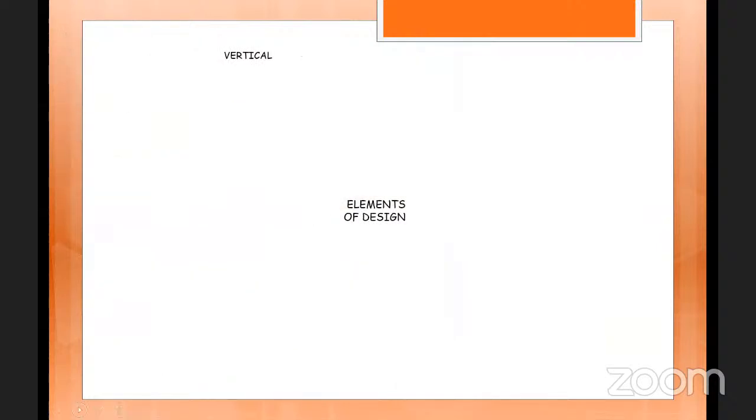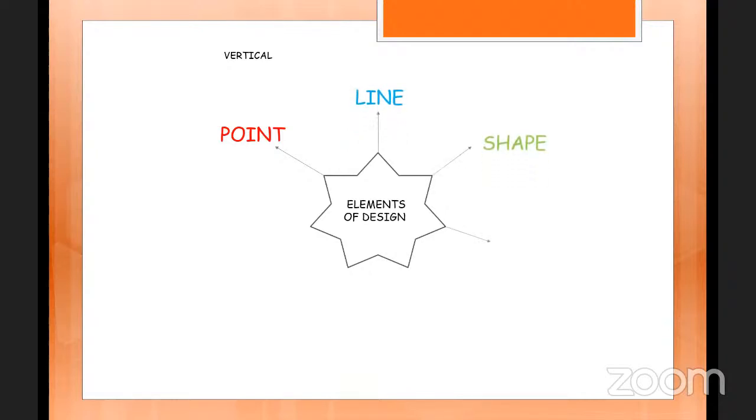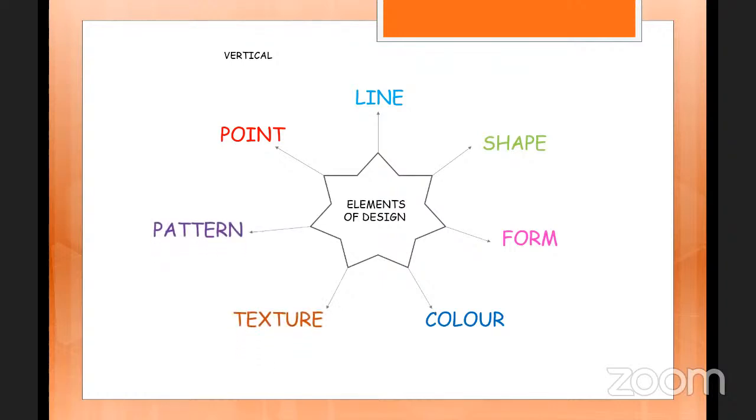So first we have points. Okay, before that, I made a mind map for you so that you can remember it easily. It's a 7-pointed star. I made it 7-pointed to note all the elements together. So first we have point, then we have line, then we have shape, form, color, texture, and pattern. By now, I hope you have memorized it. I have said it so many times that you must have memorized it, hopefully.